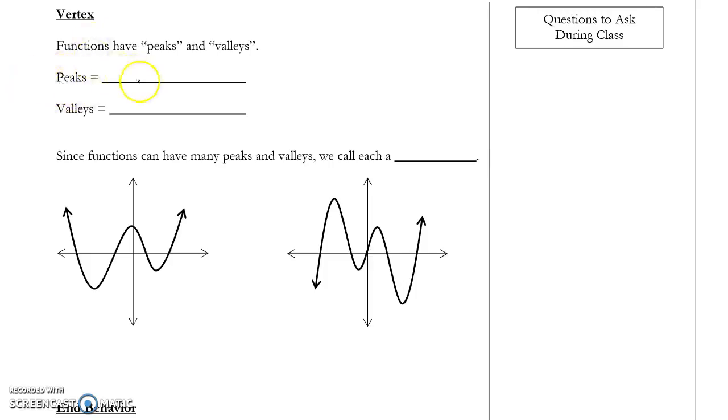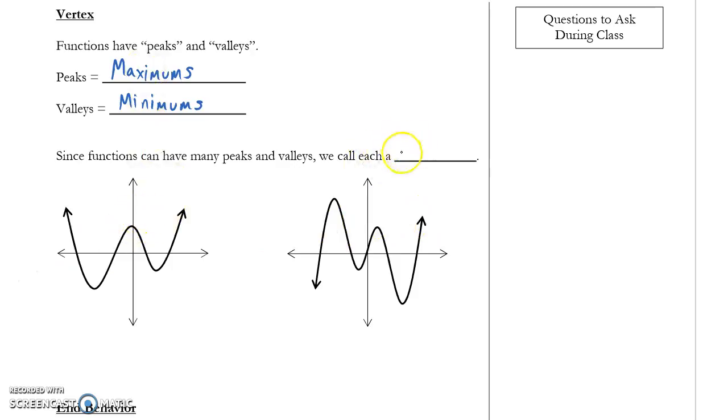multiple peaks. In algebra, when we're studying functions, we call those peaks maximums, and we call the valleys minimums. Because there are so many of them, as you look at these two graphs, they curve multiple times. In the first one, there's a valley, peak, valley, and then it goes up. In the second one, peak, valley, and then it goes up. That means that there are multiple maximums and minimums.